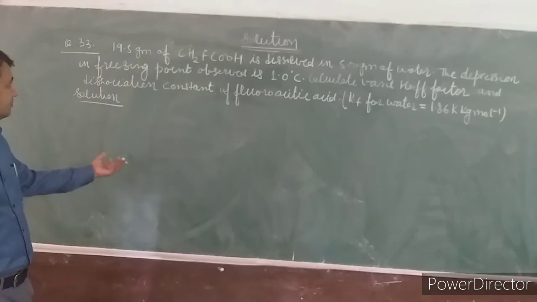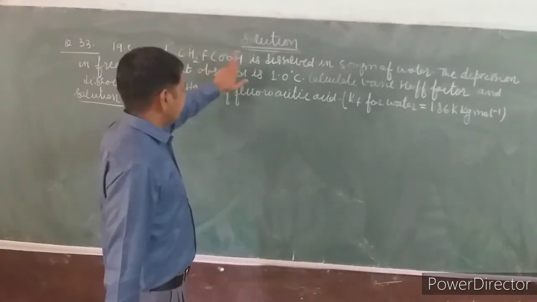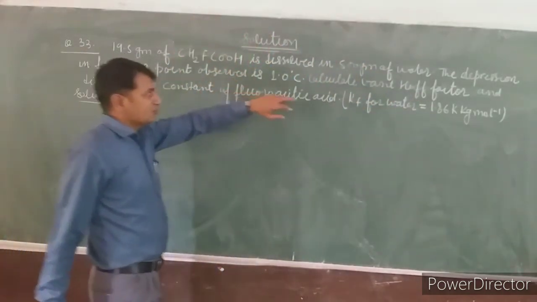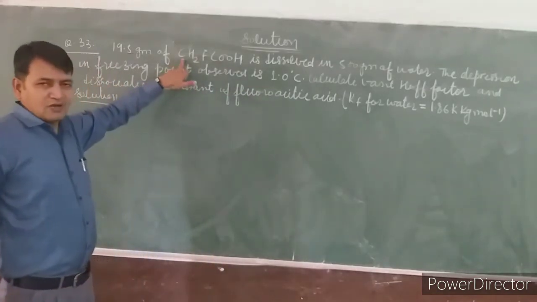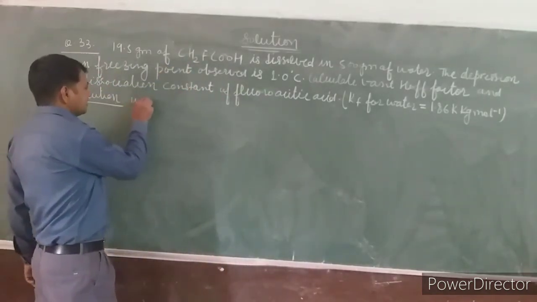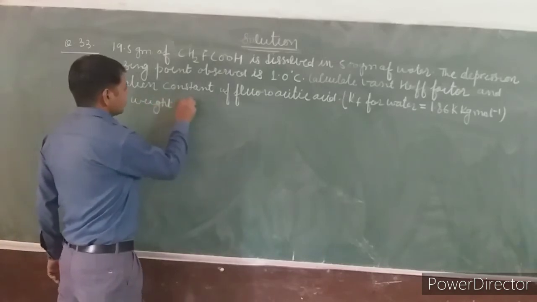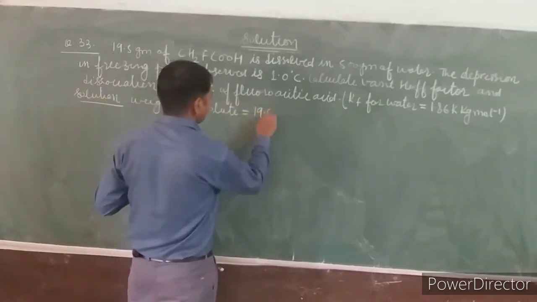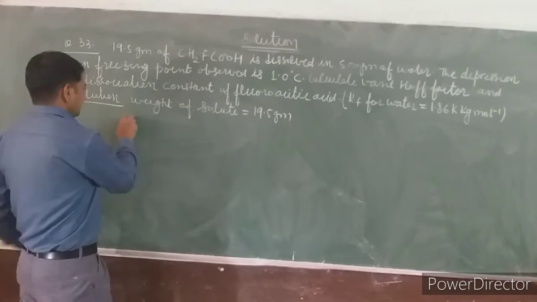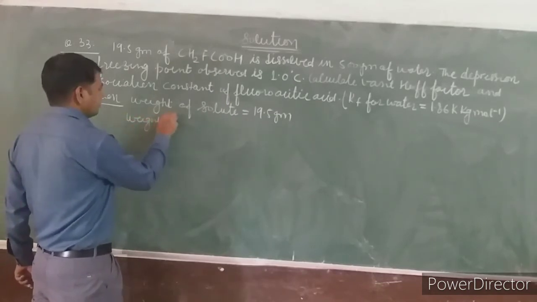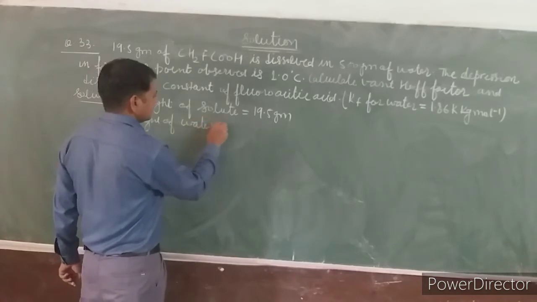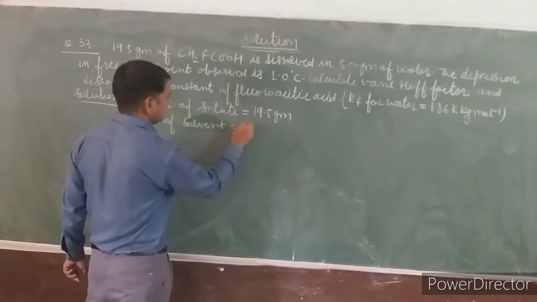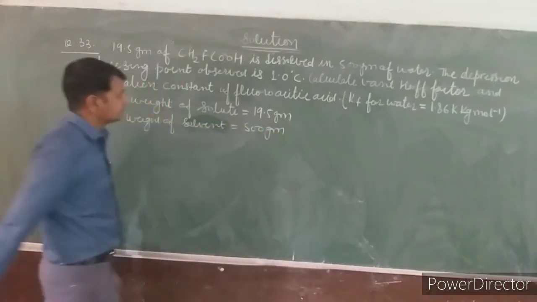First, we have to write the given: 19.5 gram of fluoroacetic acid is dissolved in 500 gram of water. By the language of the question, it is clear that the amount of water is more than the fluoroacetic acid, so here fluoroacetic acid will work as the solute. So the weight of solute here is 19.5 gram. The weight of water, that means the solvent, is 500 gram.